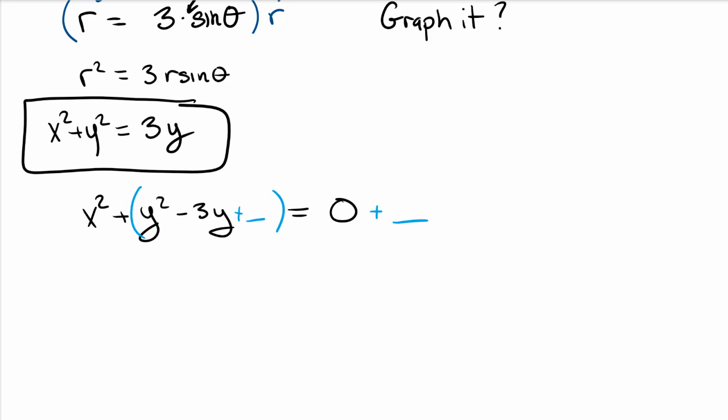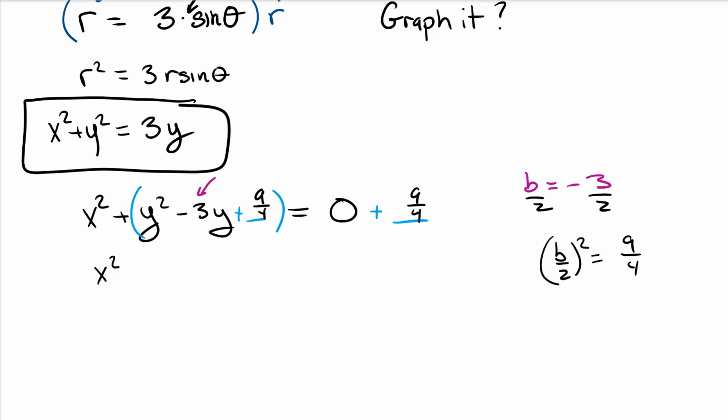Okay, so what's our b? Isn't that -3? And our game is cut it in half and square. -3 over 2, and then square it, and that's positive 9 over 4. So we put a 9 over 4 on both sides. Now we have x squared plus y something squared is equal to 9 over 4.